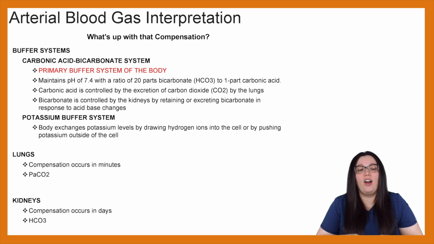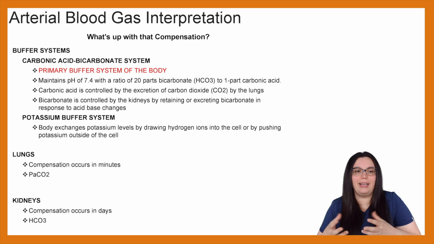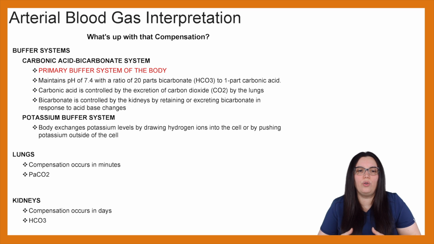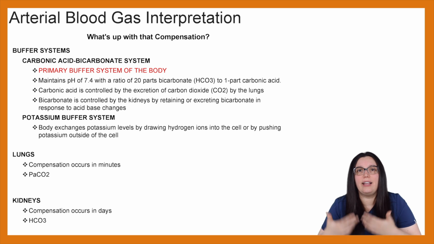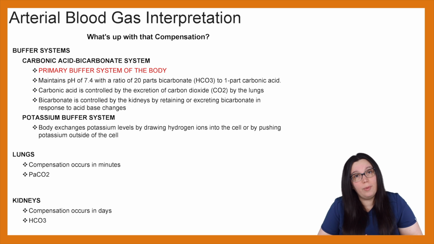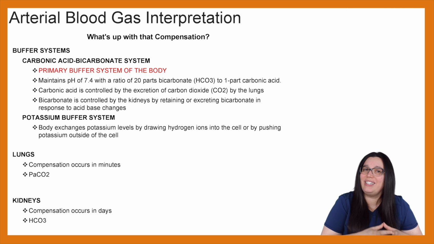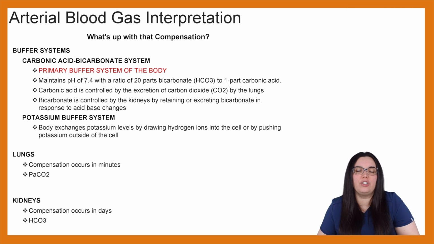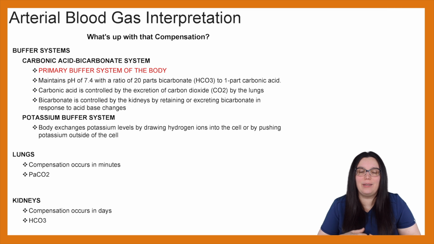It helps maintain our pH of 7.4 with a ratio of 20 parts bicarbonate, that's our HCO3, our base, to 1 part carbonic acid. And carbonic acid is controlled by the excretion of carbon dioxide by the lungs. Remember, a byproduct of carbonic acid is our carbon dioxide and our water. And ultimately, it is exhaled when we breathe with our lungs. Our carbon dioxide is exhaled every time we breathe out. Bicarbonate is controlled by the kidneys. It either retains or it excretes bicarbonate in response to what's happening inside the body with acid-base balance.